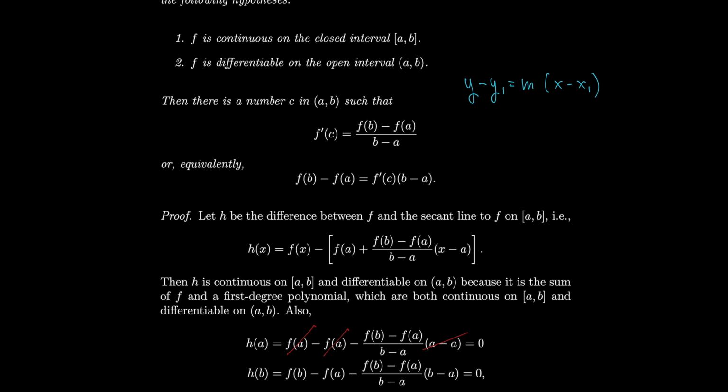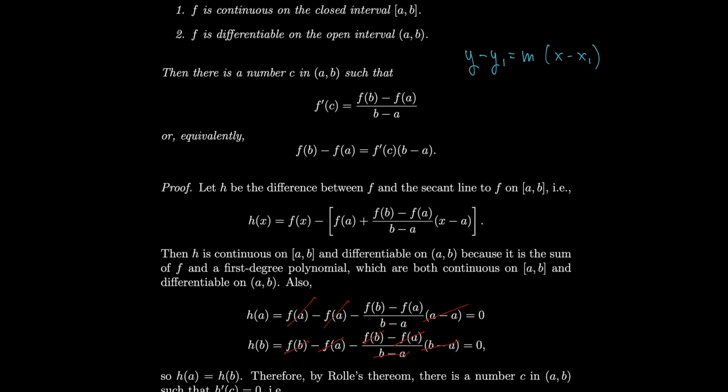If we look at what h of b is, then we have b minus a cancels and gives you 1. So then you have f of b minus f of b is 0. And we have minus f of a, and minus a minus is plus f of a, which is 0. So h of b is also 0. Okay, so that's pretty cool because remember, if we have these two conditions and we have this third condition where h of a equals h of b, then we can use Rolle's theorem.